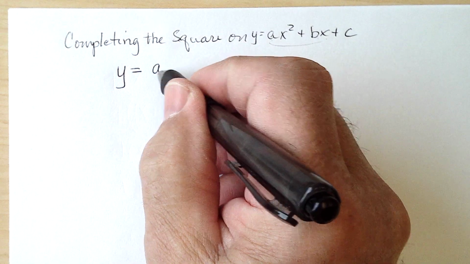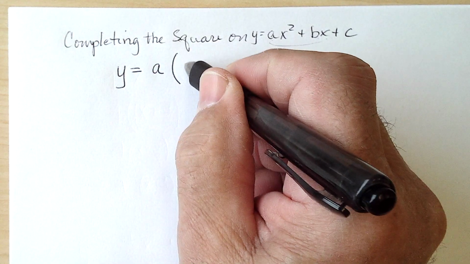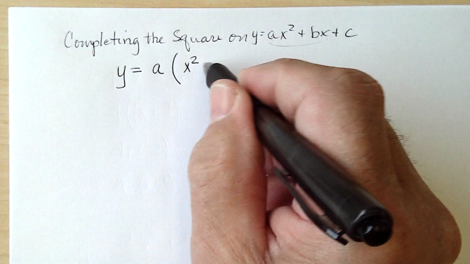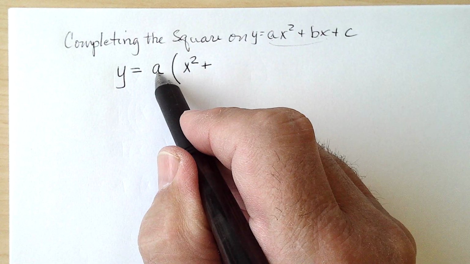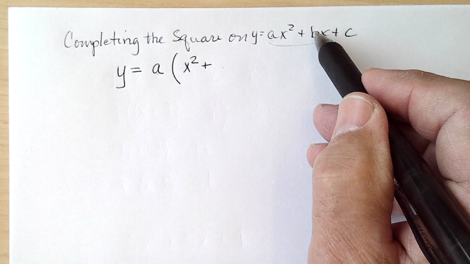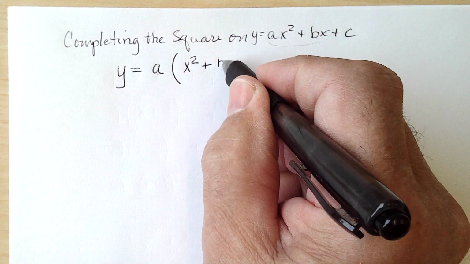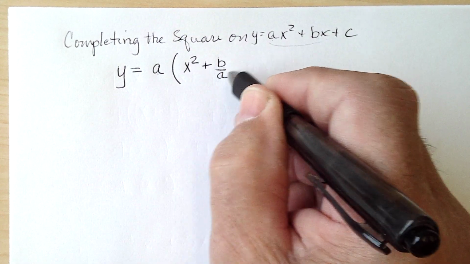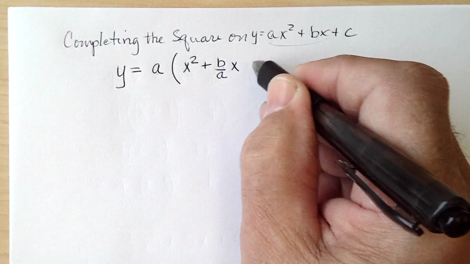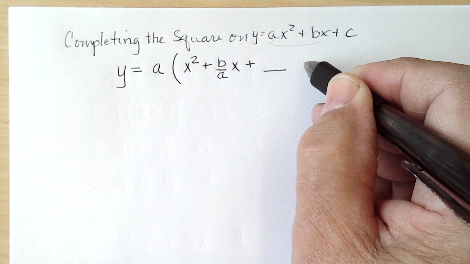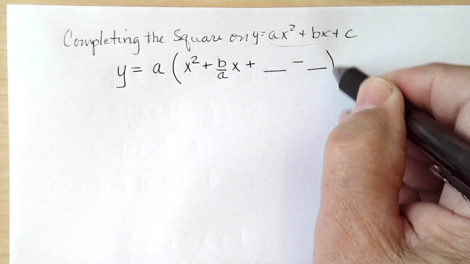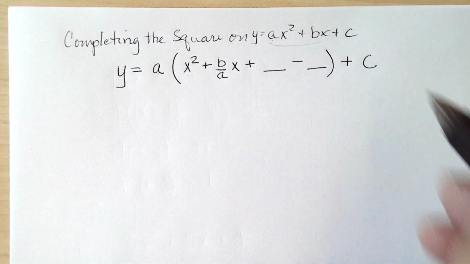So it's going to be a times x squared plus, let's see, what would I have to take a times to get b? I think I would have to take it times b over a. And I'm going to add something, and I'm going to subtract something. And I'm going to leave the constant hanging out there.